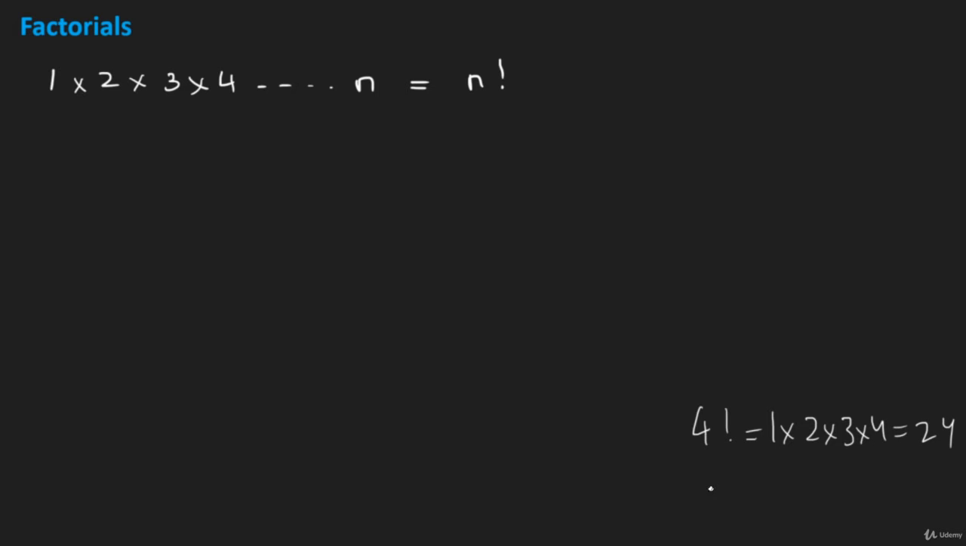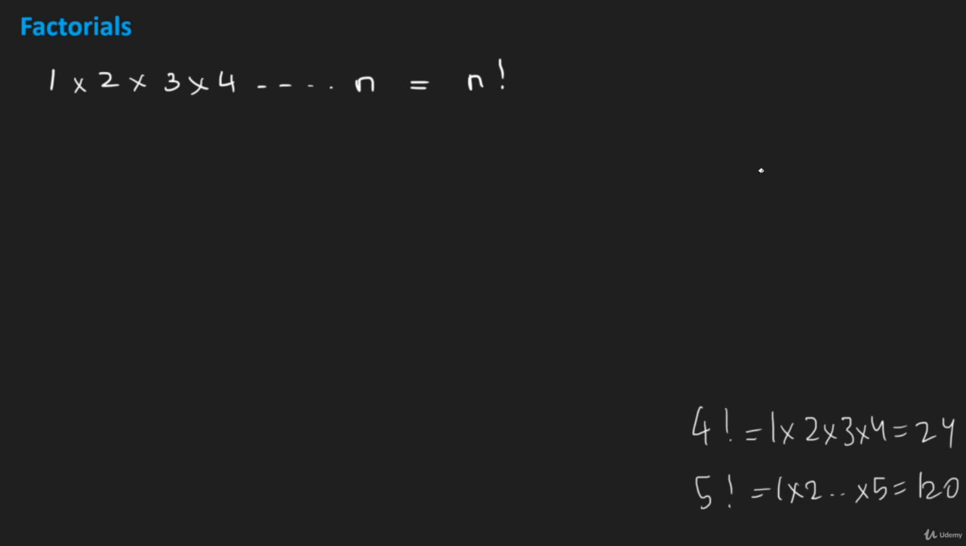Now what do we mean with factorials? Say you want to find out n factorial, that would be equal to 1 into 2 into 3 into 4 up to n. That's n factorial. So for example, if you want to find 4 factorial, that would be 1 into 2 into 3 into 4, which is equal to 24. Similarly, you can see that 5 factorial is 1 into 2 etc. up to into 5, that's equal to 120.